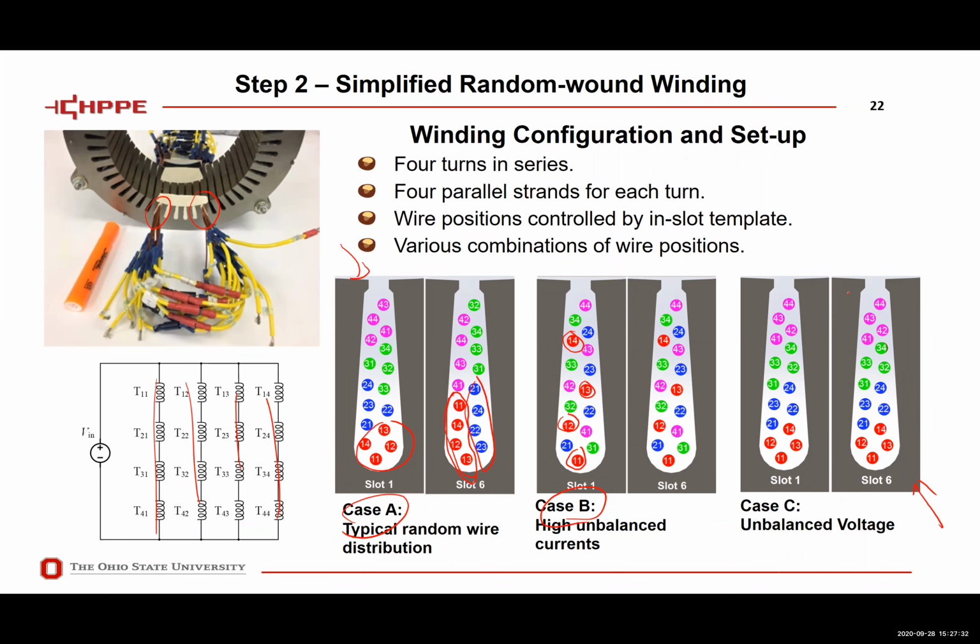this configuration here is also a very typical winding we will have in the real world, because you can see all the parallel strands for turn 1 stay at the top, and all the parallel strands for turn 4 are sticking to the top of the slot.